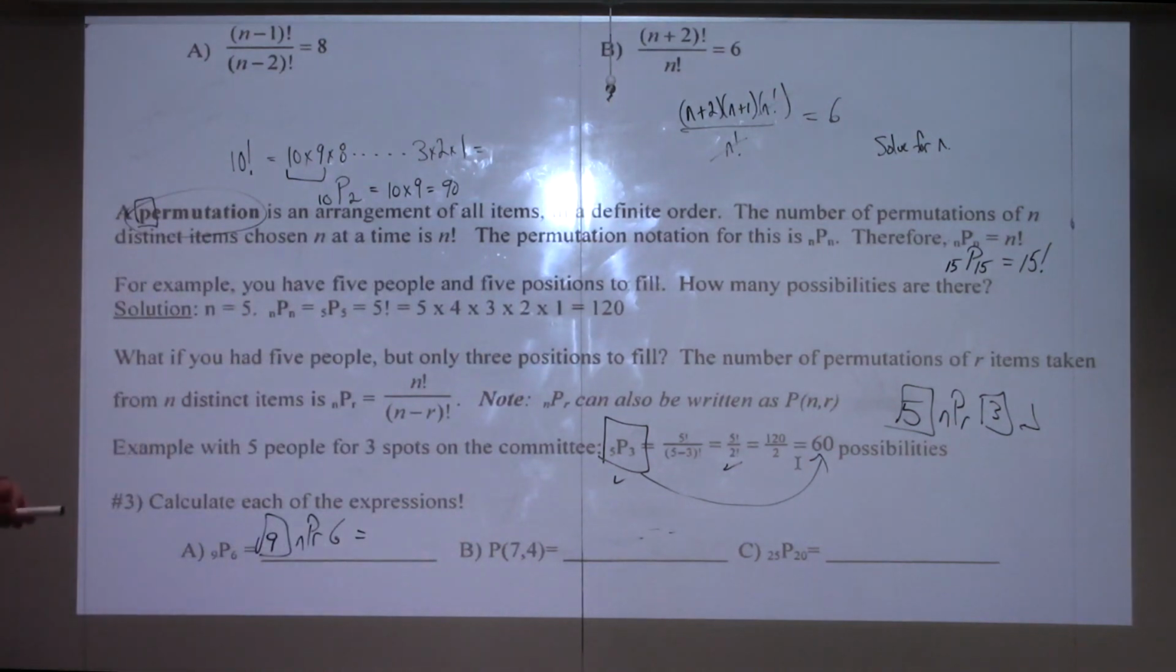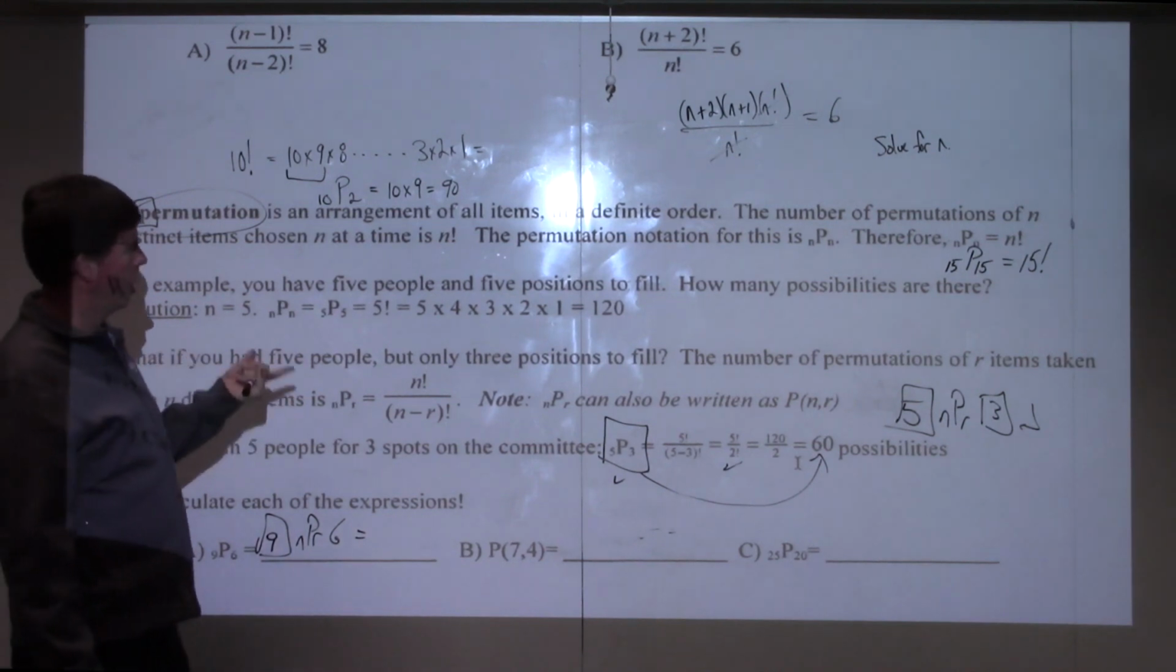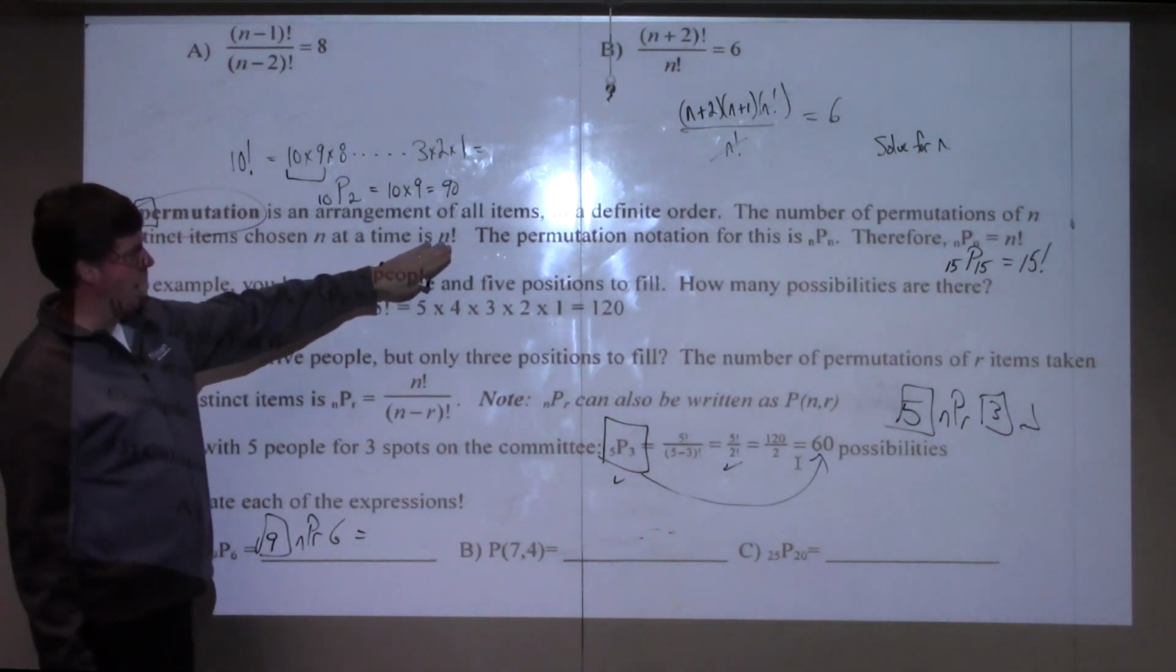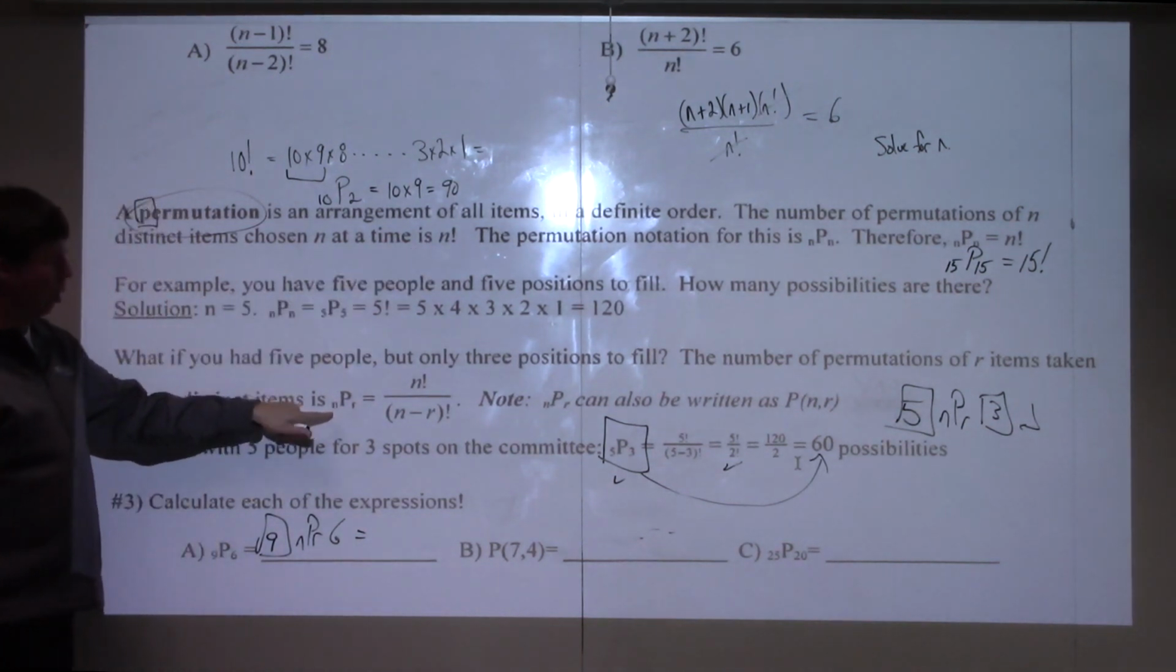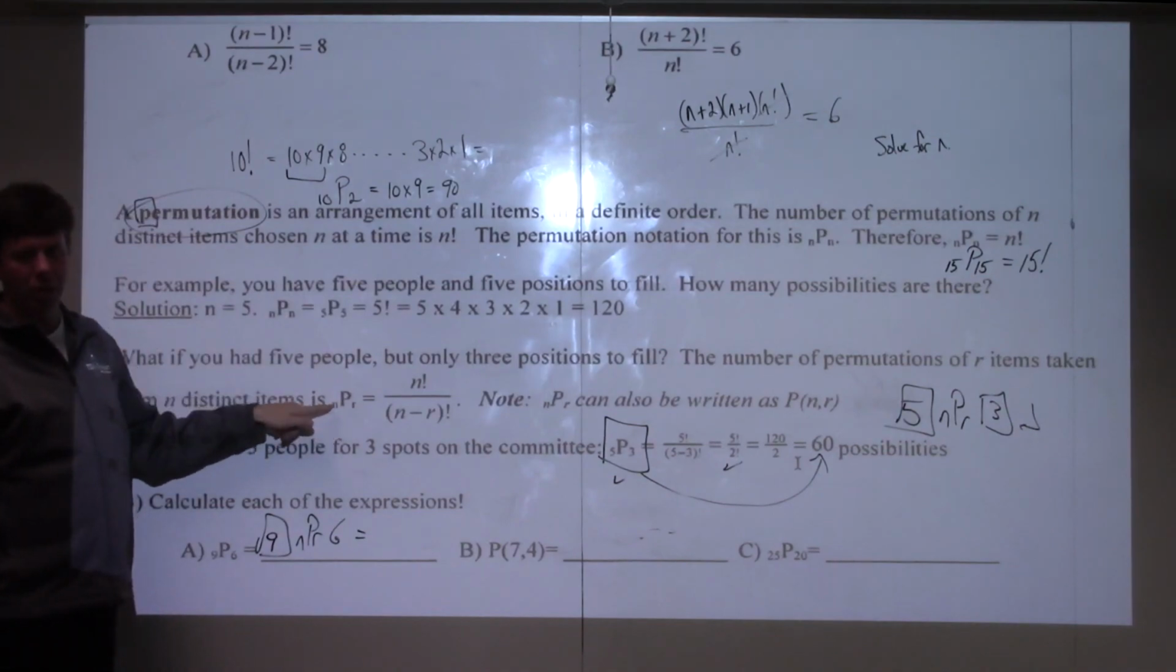So that's what we're looking at. Now it's just time to practice and time to go and look at word problems where we can use either NPR or factorial. So when will you use factorial? Where every single number is used. When will you use NPR? Where you only want a certain number of the total.